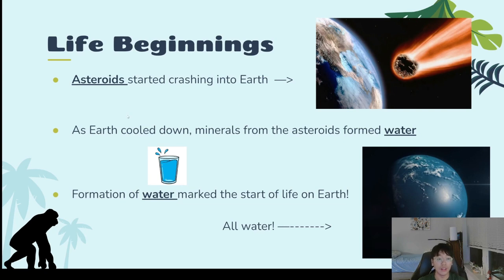And that's what scientists believe brought life to Earth. As Earth cooled down, minerals from the asteroids formed water, gathered on Earth, and started precipitating, and everything was made out of water during that time. So the formation of water marked the start of life on Earth. Again, asteroids, the rocks in space, started crashing into Earth, and that formed life and water. You can see that the Earth was entirely water. There were no lands yet.